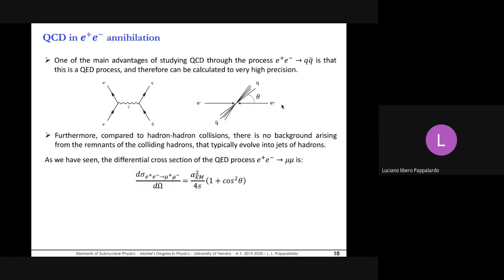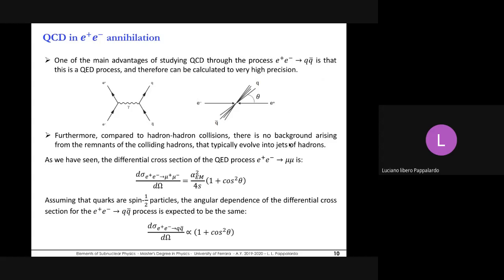Now, if you remember, we have studied the annihilation process, electron-positron into mu plus mu minus in QED, okay? And we found that the cross-section has this kind of angular dependence. So it goes like 1 plus cos squared theta, where theta is the analogous of this angle when you produce a mu plus mu minus.